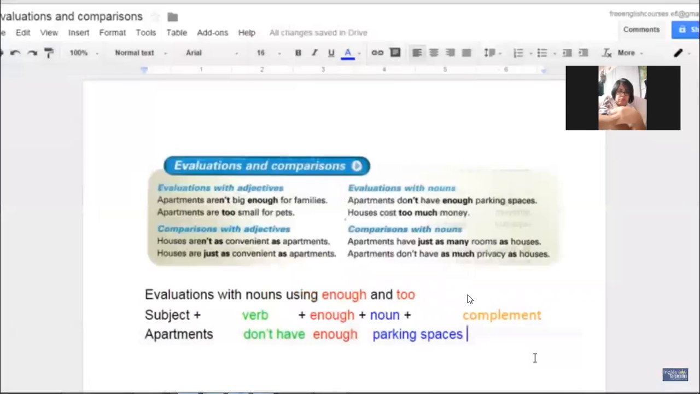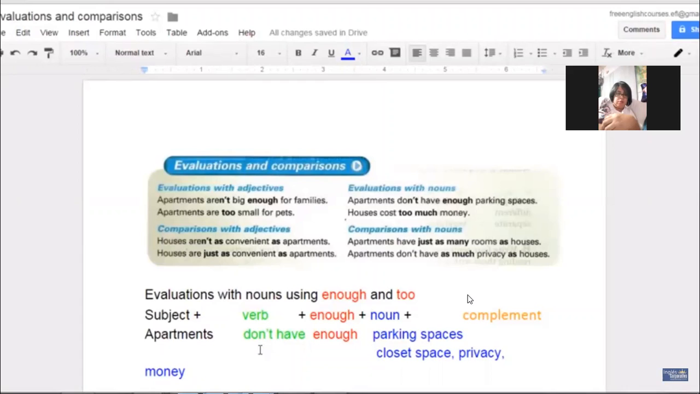And quickly, I want to talk about nouns. So what are nouns? What are some of the nouns that we can think about when we are thinking about making evaluations of apartments and houses? Well, we can think of things like parking spaces, as you can see there. We can think of things like closet space, right? We can think of things like privacy. And of course, we can think of things like money, if you will, right? So these kind of things are nouns that we can think of.